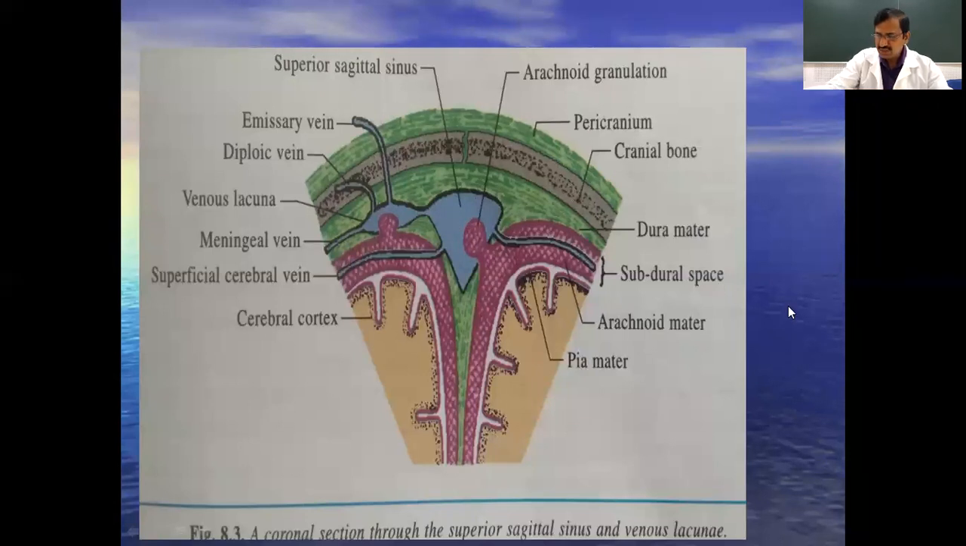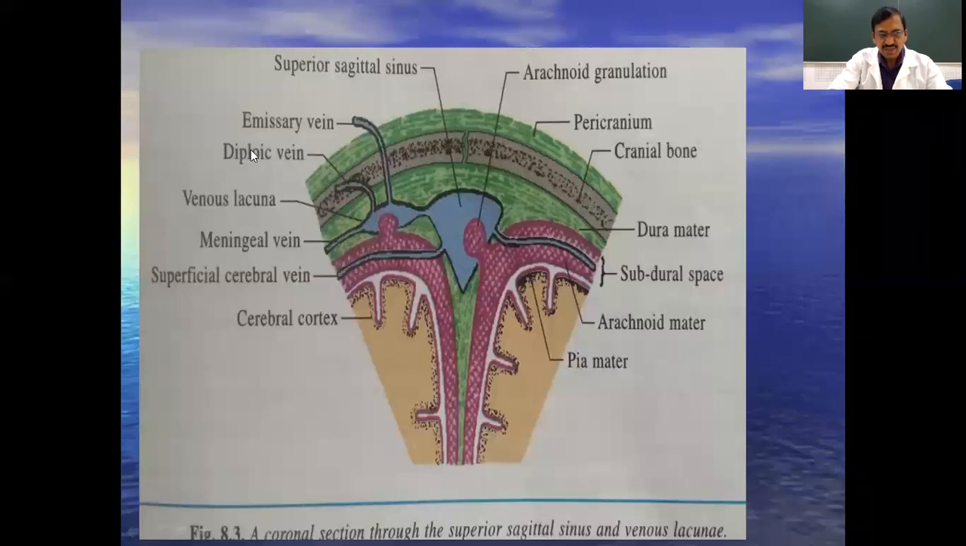Superior sagittal sinus. This is the coronal section of the superior sagittal sinus. Here you can see it is receiving tributaries. This vein is coming from the superficial cerebral vein, because it is receiving blood from the brain. And here you can see this is the meningeal vein, because the dural venous sinuses are also draining the meninges.